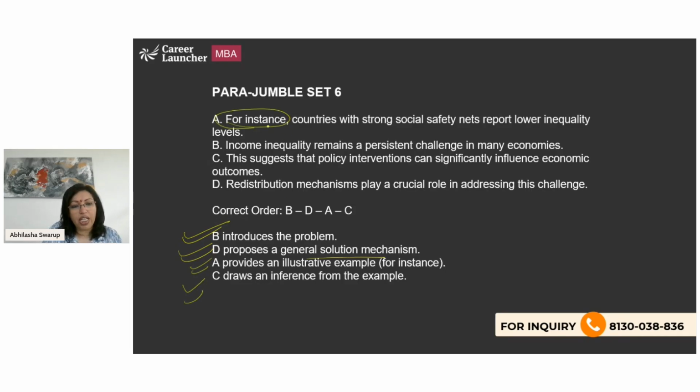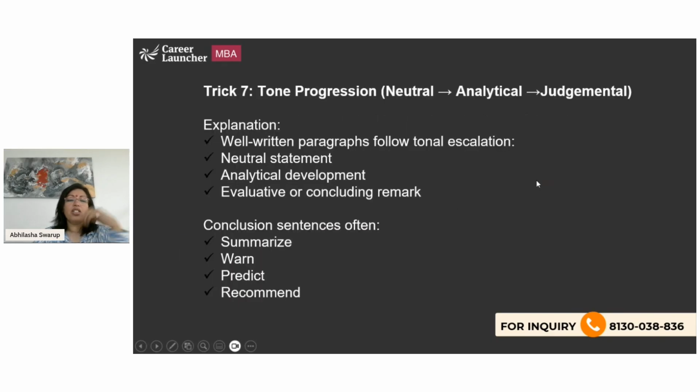Again, I will reiterate: A with the example, B with the problem, this suggestion connecting with something, and this challenge also connecting with the statement there. So that's your trick number 6. Trick number 7, the tone will progress from neutral to analytical to judgmental. Okay, so a well-written paragraph will follow tonal escalation.